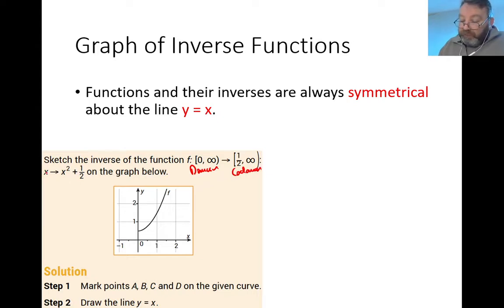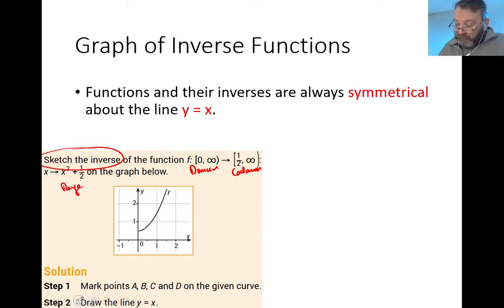There is your domain values, and there is your range, on the graph below. Now look, when you're told to sketch the inverse, you have to worry about nothing. The only thing I would suggest you do is put in the line y equals x.